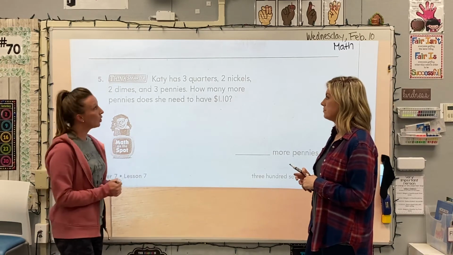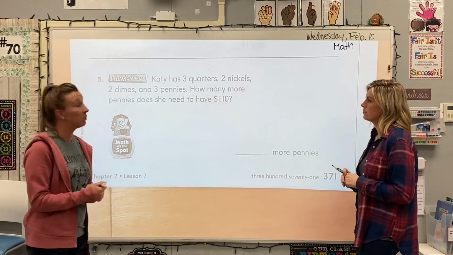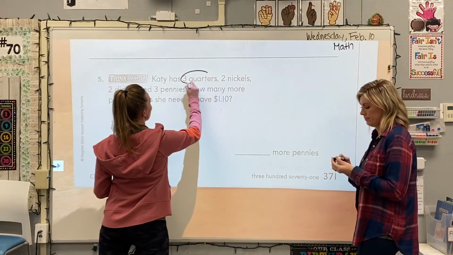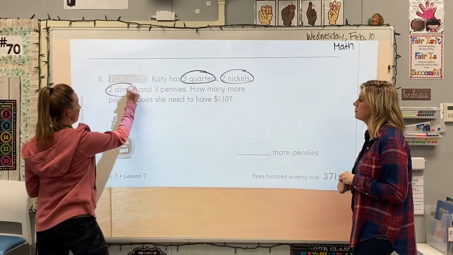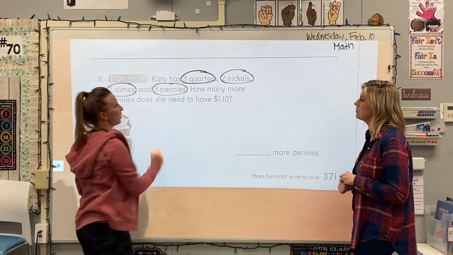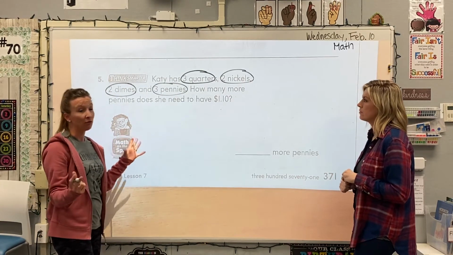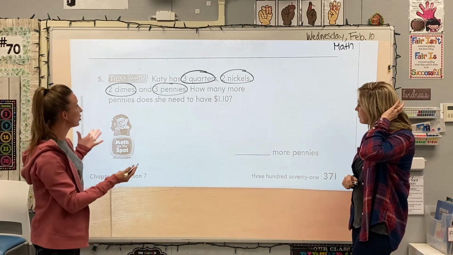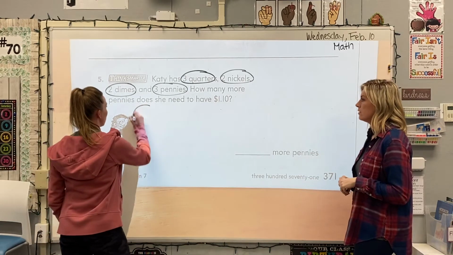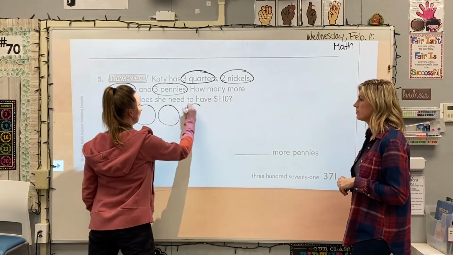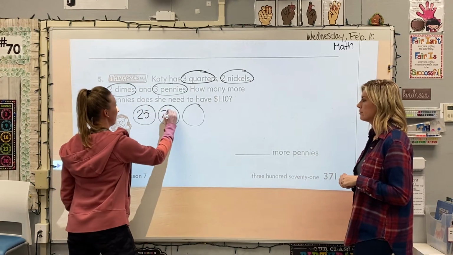Okay. So why don't we go ahead and circle the coins that we need to draw, just like we've been doing. Okay. So we have 3 quarters, we have 2 nickels, 2 dimes, and we have 3 pennies. Why don't we draw that across the page just like we did before? Because we really need to find out how much money does she have to begin with. So if she has 3 quarters, I'm going to draw those 3 circles. I'm going to put 25 in each of them.